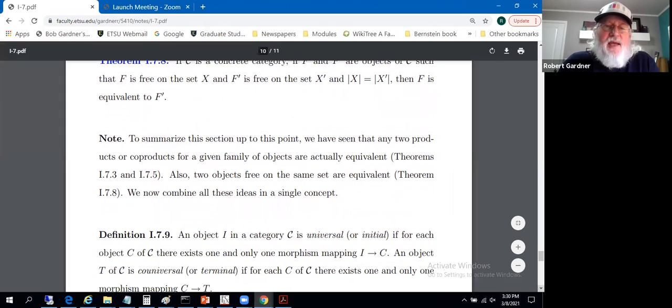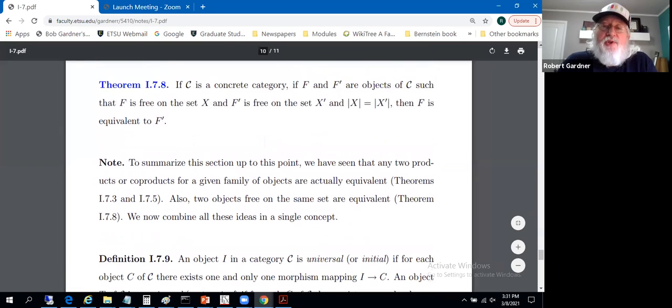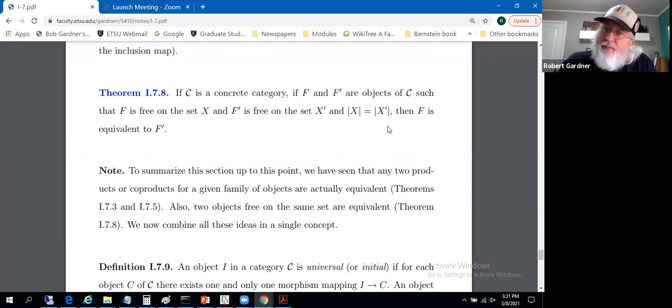So where we stand at this stage of the section, to summarize, we've seen that any two products or coproducts for a given family of objects are actually equivalent. And we just showed two objects that are free on the same set are equivalent. Actually, we showed something a little bit more general than that. We showed any two objects free on sets of the same cardinality are equivalent. So of course, a set has the same cardinality as itself. So if we had both of these free on set X, we'd be good to go. We needed the bijection thing. So having maybe two sets of the same cardinality was useful in creating the diagrams.